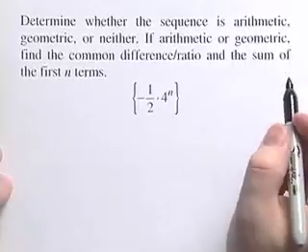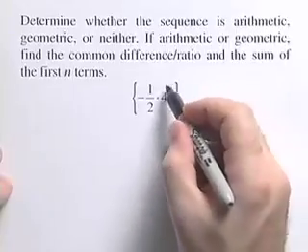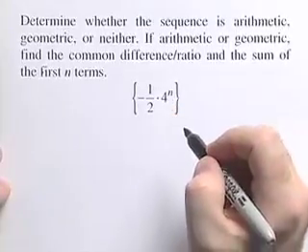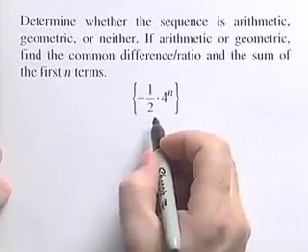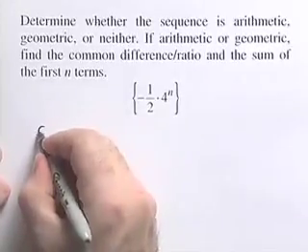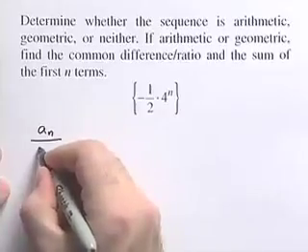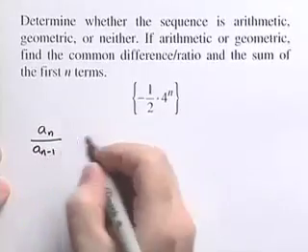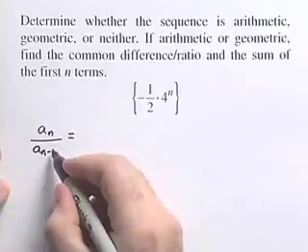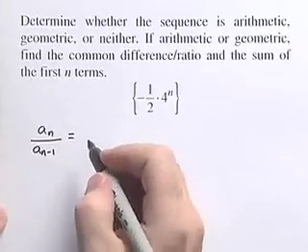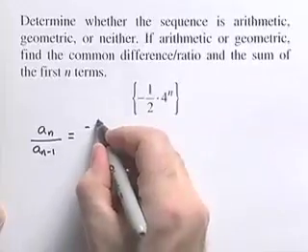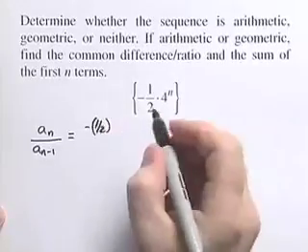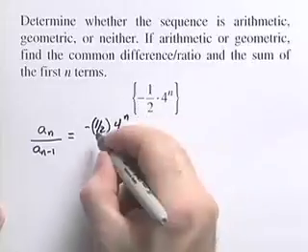We suspect it could be geometric because this kind of has a form of what a geometric sequence might look like. To check that, we're going to look at the ratio of consecutive terms. So we want to find the ratio a sub n divided by a sub n minus 1. So the nth term divided by the n minus first term. This is a sub n that we're given here, so we'll have negative 1/2 times 4 to the nth power.